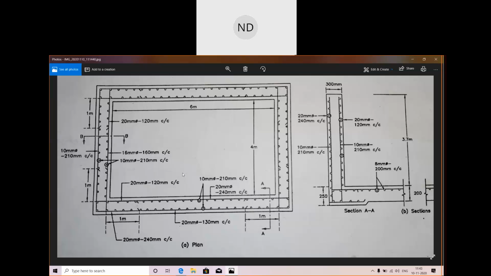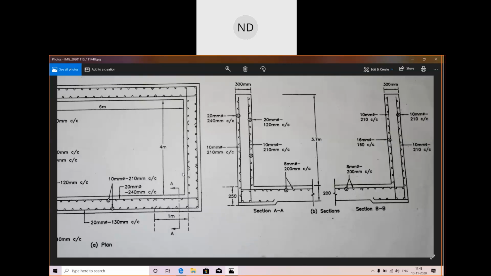So you see here now, if we see the section, you can again see 20 mm at 120 mm center to center. These are the main bars which are provided here. You can see these are 20 mm at a spacing of 120 mm.